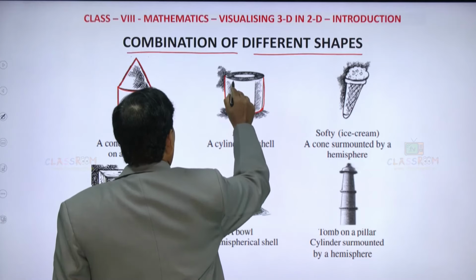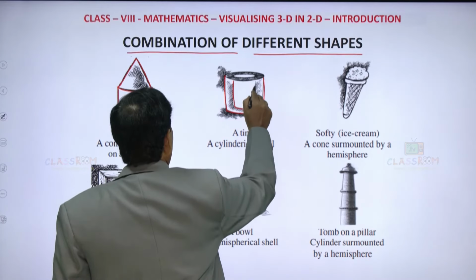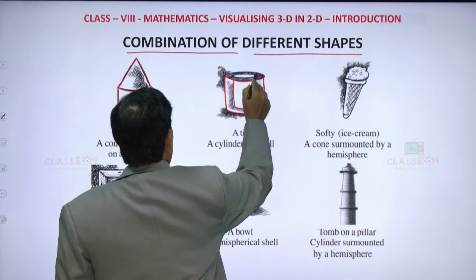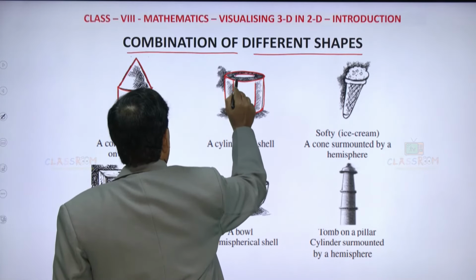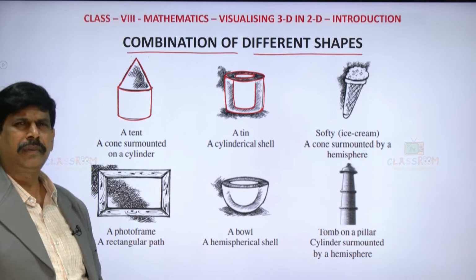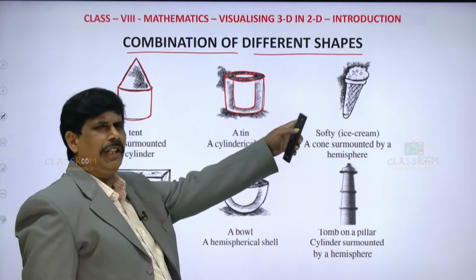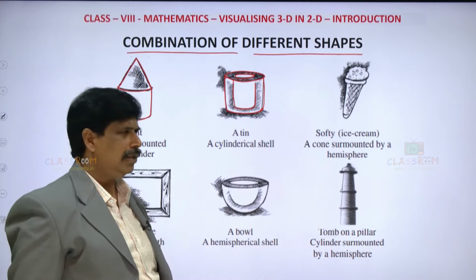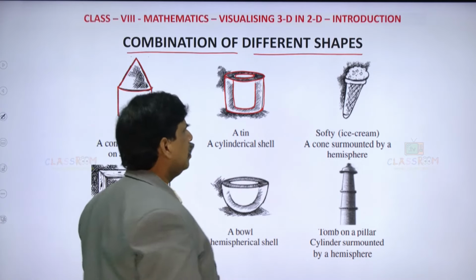Clear? And one more cylinder here. And what are we seeing here? So this is a shell, a cylindrical shell. And what we are seeing is a softie, that is ice cream here. So what is this ice cream here?